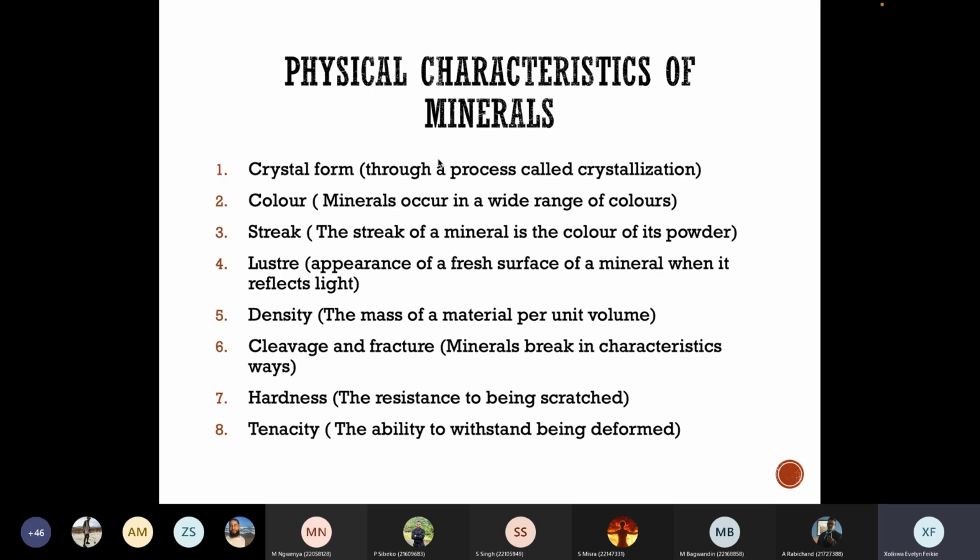So different types of minerals will either cleave or fracture depending on what type of mineral formed that rock, right? And then we also look at the hardness. The hardness is the resistance to being scratched.